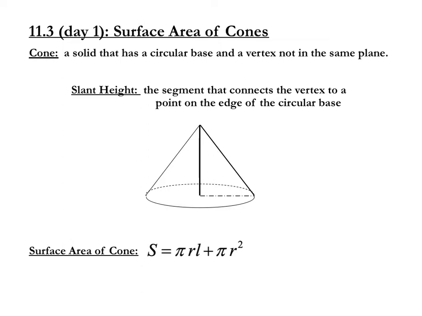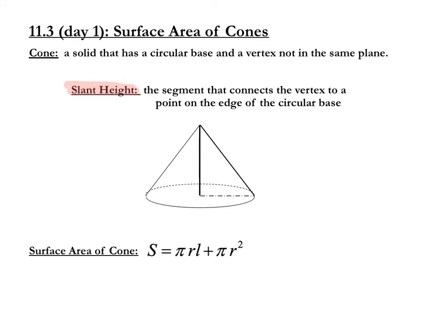So the slant height is a new term for today. Slant height is going to be super important because you need to know the difference between the slant height and the regular height to be able to find the surface area and later the volume correctly. So slant height is the segment that connects the vertex to a point on the edge of a circle. So it's a lot of words there.